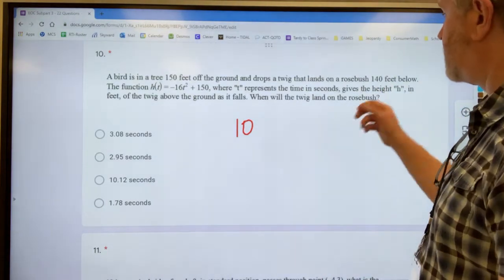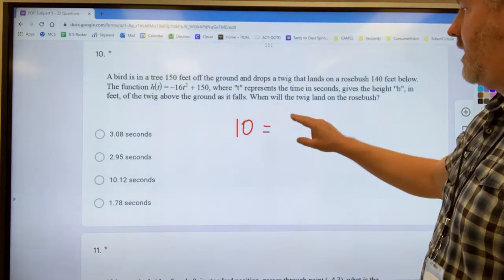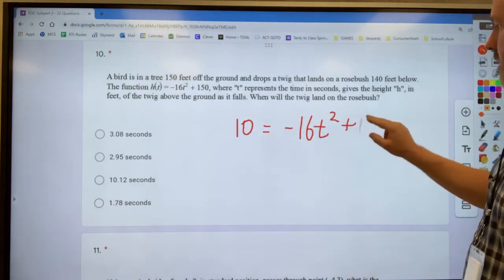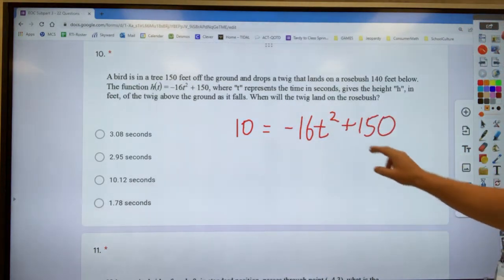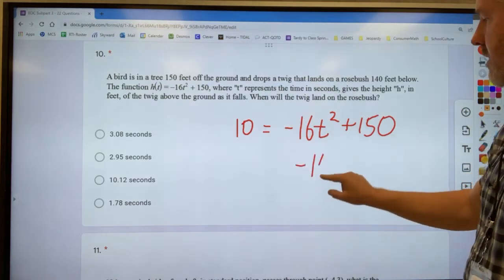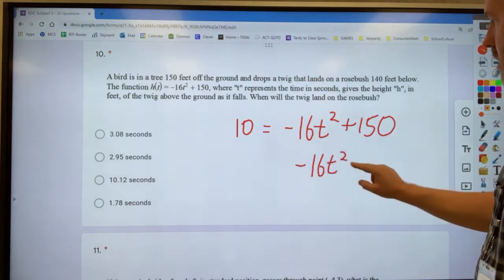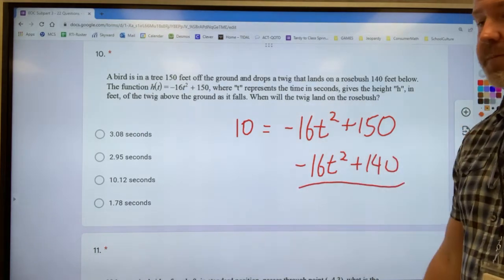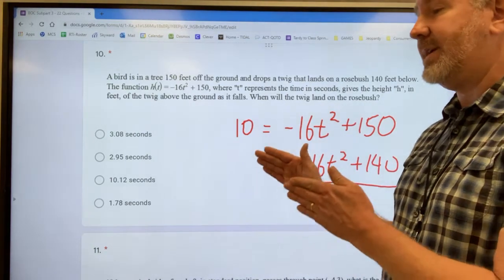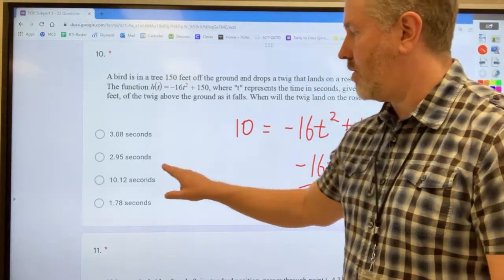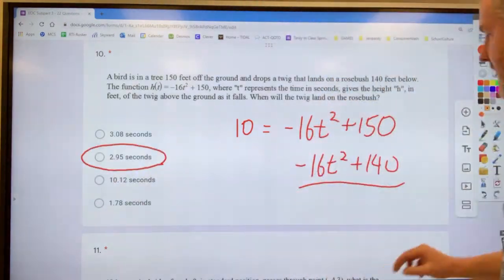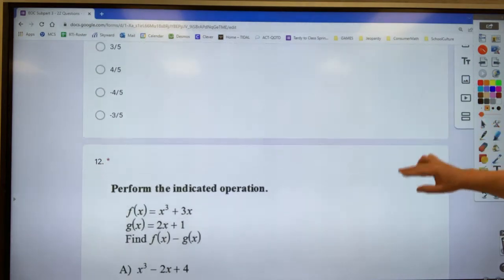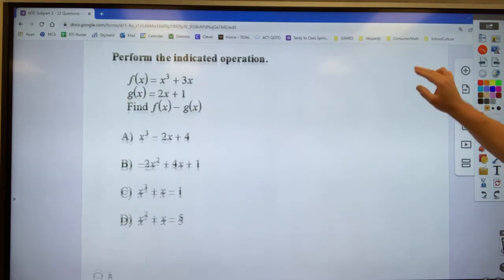The rose bush is obviously a very tall rose bush. So it's like this. You can subtract 10 from both sides. Plug that in your calculator, solve for the positive x value, or zero it out, and you end up getting 2.95. All right, on to number 11 we skipped, on to number 12.